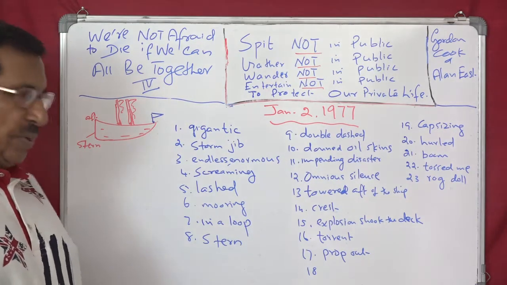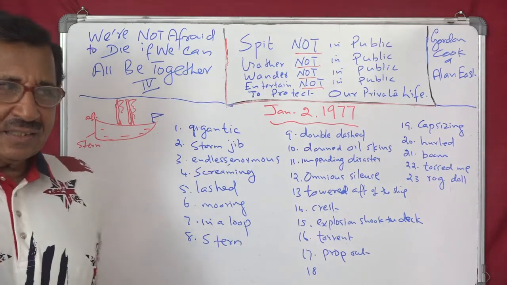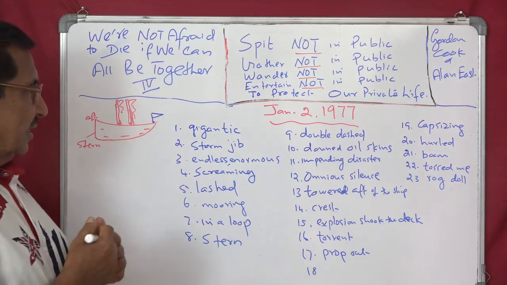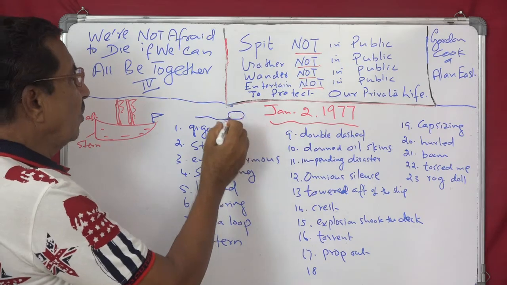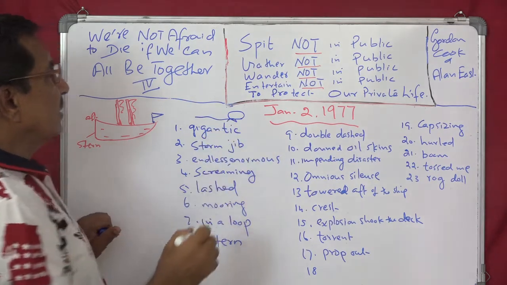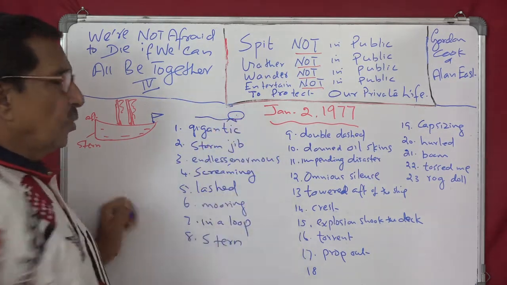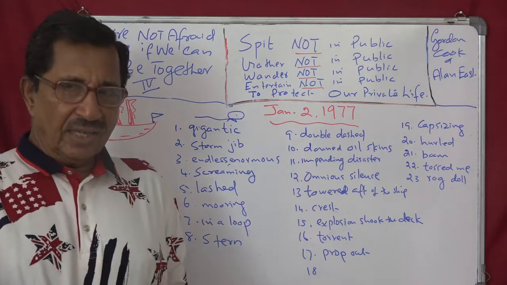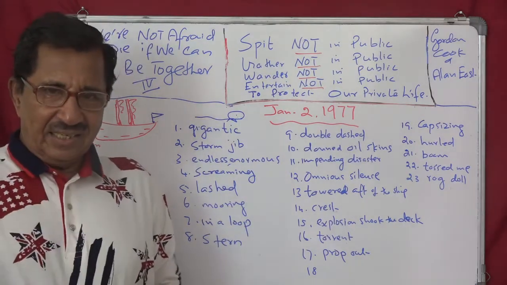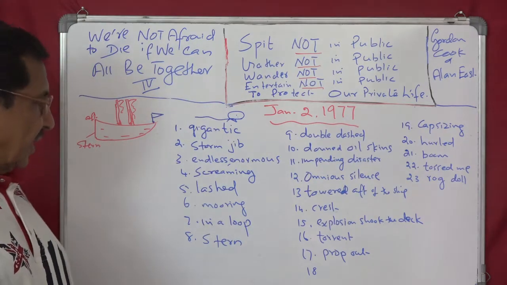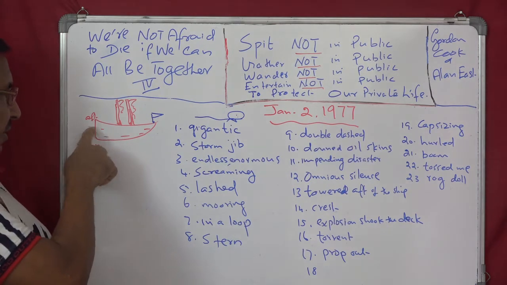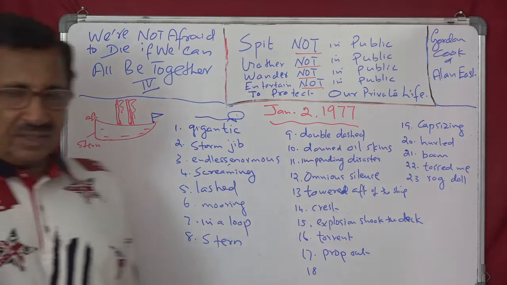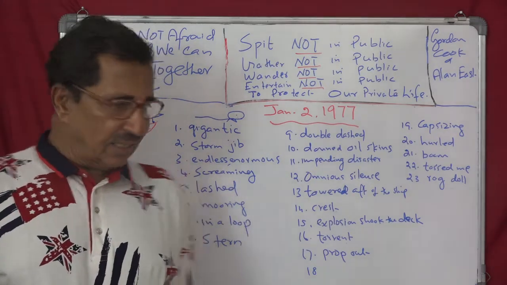And in a loop means, see, this is the way to make a loop. Suppose this is a rope. The rope will be like this. So this is the loop. Understand? At the end of this, a circle like this. Then a stern means, see, this is the stern, the back, the rear part of the ship. This is the front, this is the back. The back of the ship, that is stern.